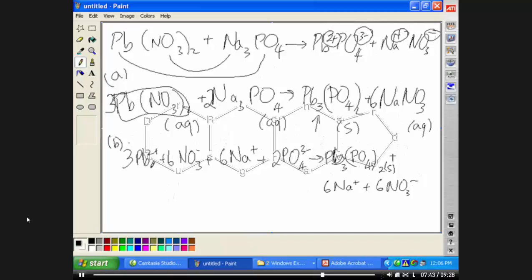Now you'll notice I probably should include aqs here, but I don't mind if you don't. If it's got a charge on it, you can be pretty sure it's aqueous. I do like to put an S on the solid though, just to sort of keep things even. But let's make sure that we have got something that's correct here. And you see we've got 3 leads here, we've got 3 leads here. We've got 6 NO3 minuses here, we've got 6 NO3 minuses here. We've got 6 Na pluses here, we've got 6 Na pluses here, we've got 2 phosphates here, we've got 2 phosphates here. So everything appears to be balanced, and this is called the complete or full ionic equation.